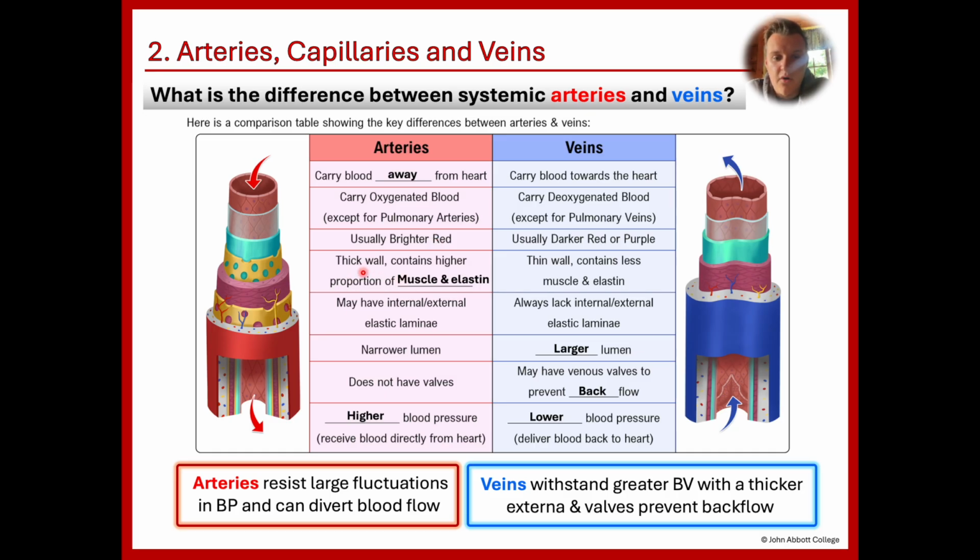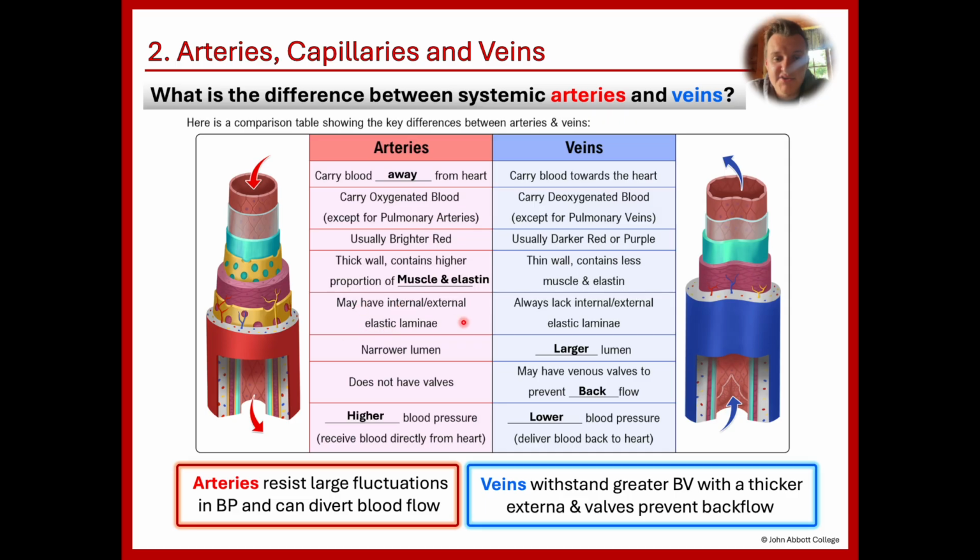Arteries have a thick wall and contain a higher proportion of muscle, this smooth muscle layer, huge, and elastin, right? We just talked about why that is, because it needs to be able to constrict and dilate, and also because the elastic fibers help resist big pressures, right? Here we have a thin wall, right? And it contains a lot less muscle and elastin because it's low pressure that we don't need to really worry about too much.